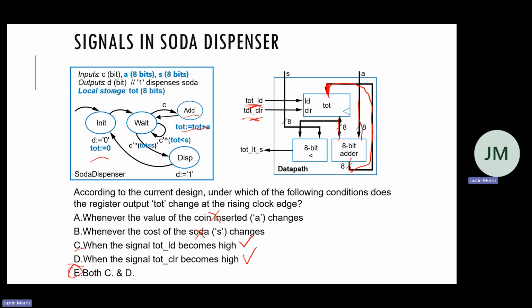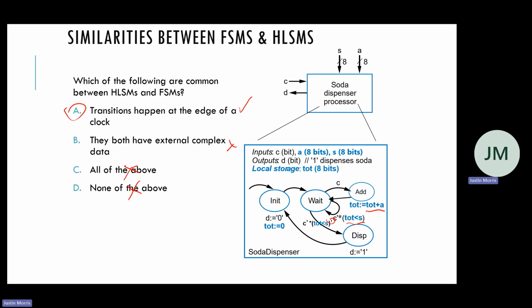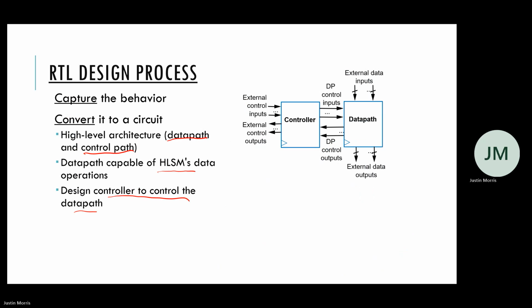Is this process clear though? From the description, create a high-level state machine, which would look something like this. We have inputs, we have outputs, we have storage, and then we have the states and the transitions. Then we need to make it into a circuit.